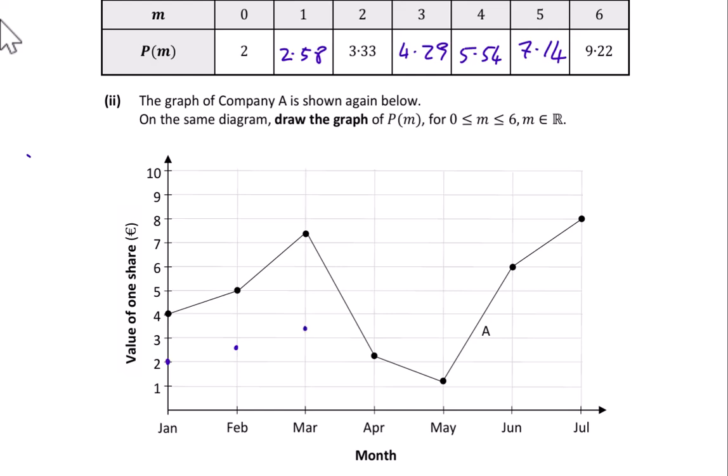And then number 3 is 4.29. So 4.29 is around here. And then 4 is 5.54. That's somewhere around here. And then 5 is 7.14. 7.14 would be around here. And then 6 is 9.22, which is, let's say, here. So after that, then you've just got to join them up. You should get something like that.